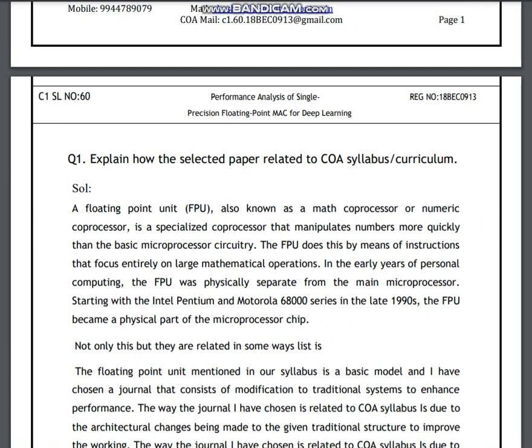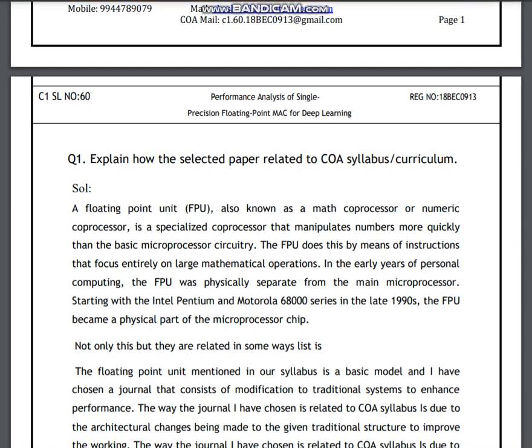As you know, an FPU is a micro math coprocessor which is used for fast analysis of data, which was recently released in Intel Pentium and Motorola 6800 series, and then the trend has changed. And as we know, the floating point unit is a basic model in our syllabus, and I want to enhance its performance and show how floating point is very important in organization and architecture.